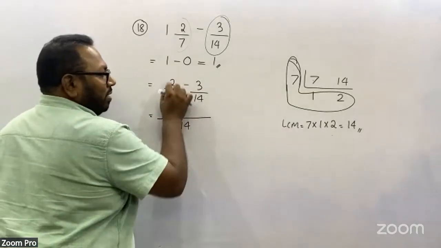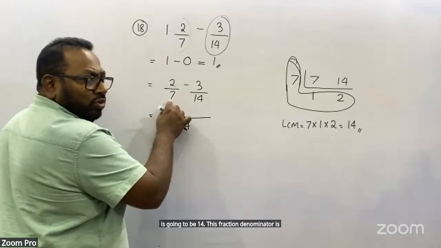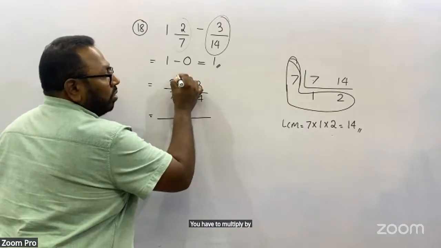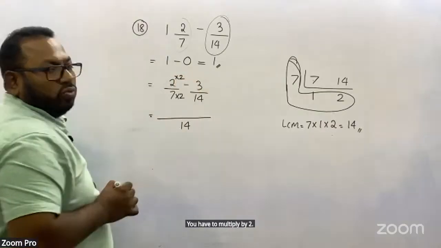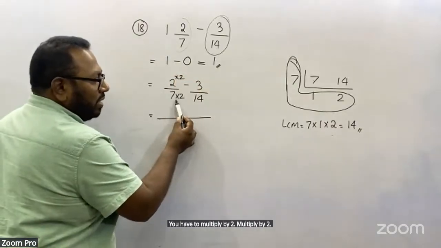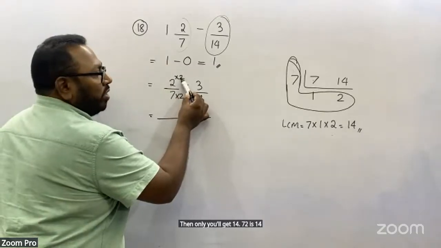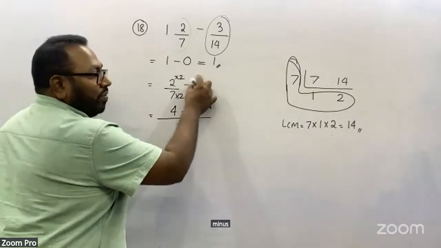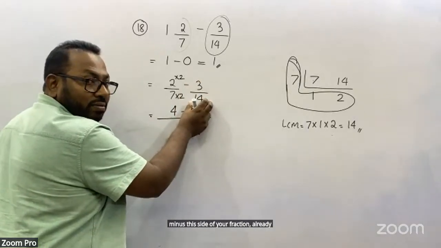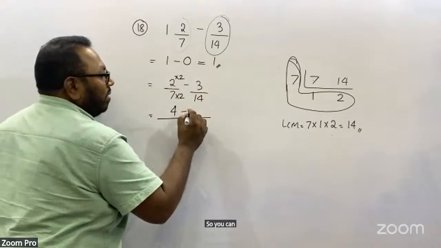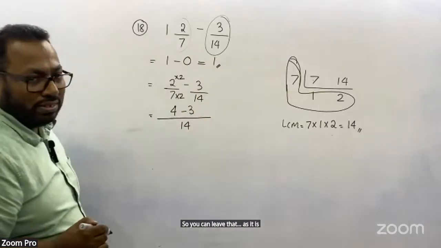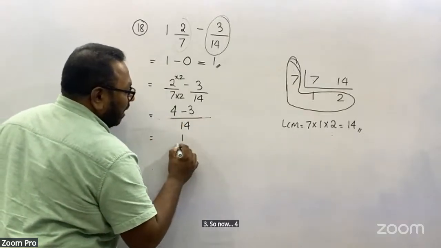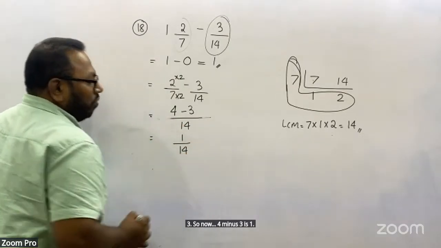This fraction's denominator is 7. So to make it 14, you have to multiply by 2. Then only you will get 14. 7 into 2 is 14. So 2 into 2 is 4. Minus, this side of your fraction already has 14, so you can leave that as it is. So 4 minus 3 is 1 over 14.